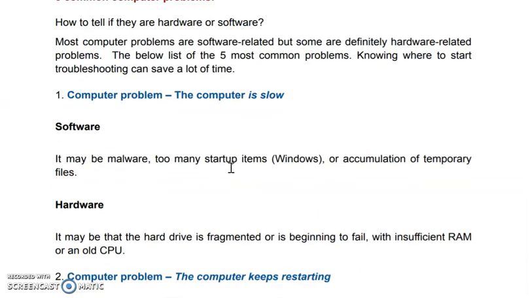Now, how to isolate these problems? Some examples have been given here. The first common example of a computer problem is that the computer becomes slow. In the lab also we have seen problems of the computer hanging.